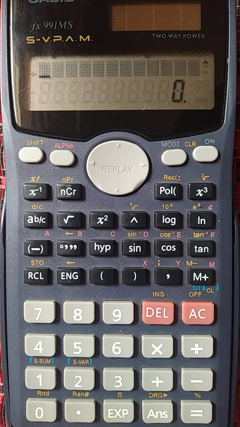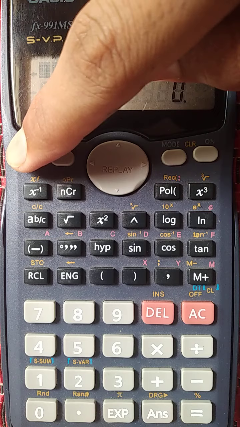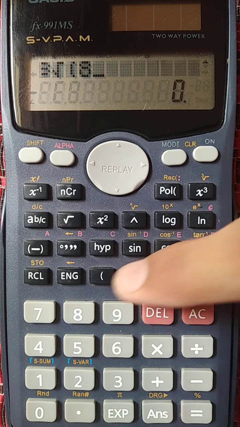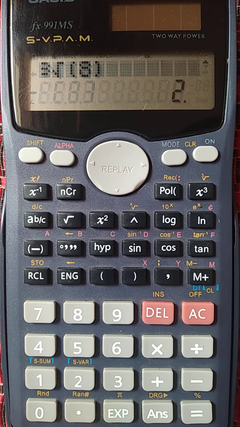Suppose I wanted to find the cube root of 8, then I have this direct key for finding the cube root. Since it is in yellow text, I will activate it by pressing shift, then this key, then inside the parenthesis I will write 8, then press equal. There we go, I got the answer 2.